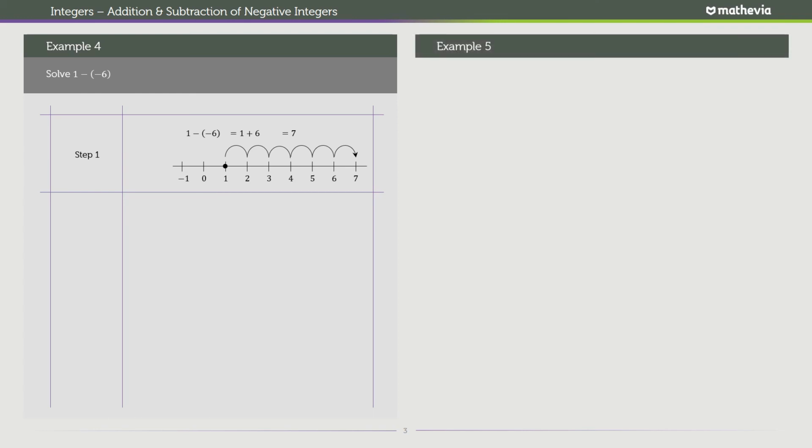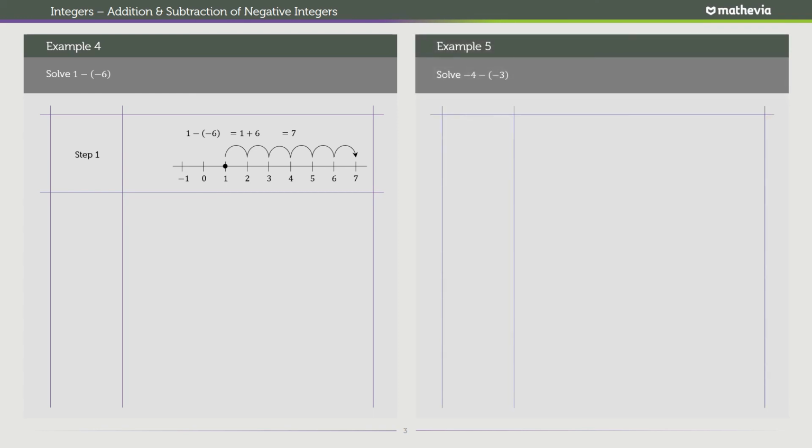Simple. Final one, example 5. And example 5 says solve minus 4 minus minus 3. This looks complex, but it's quite simple. So minus 4 minus minus 3 gives you minus 4 plus 3.